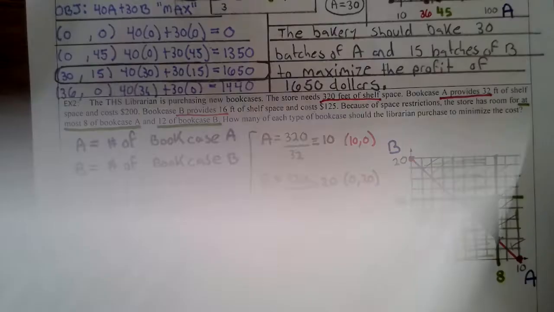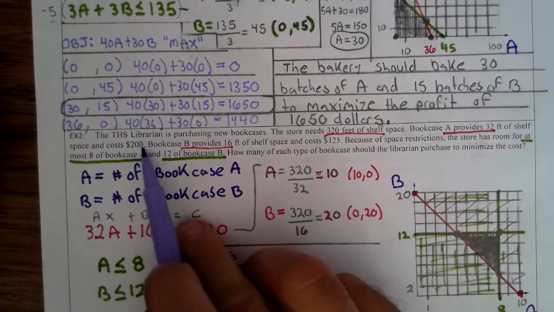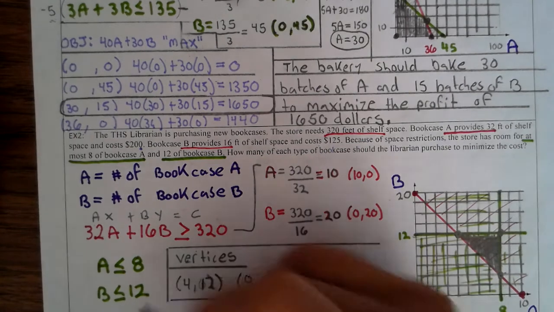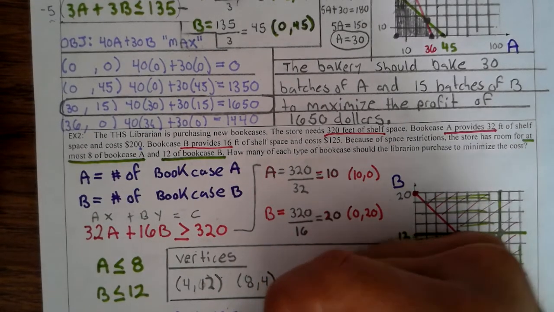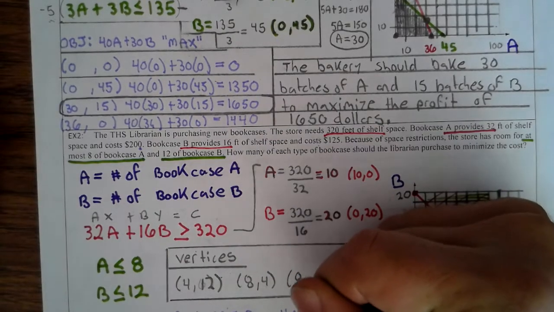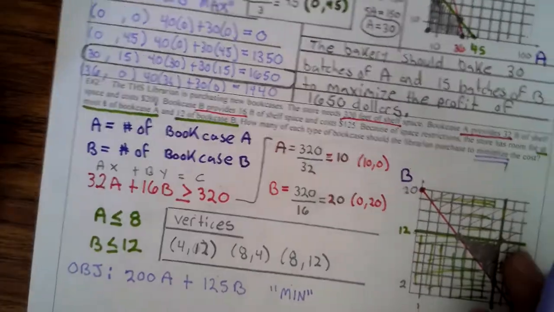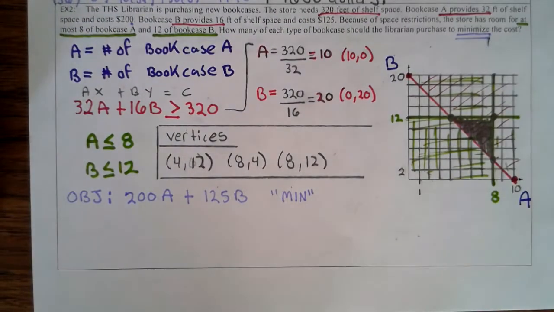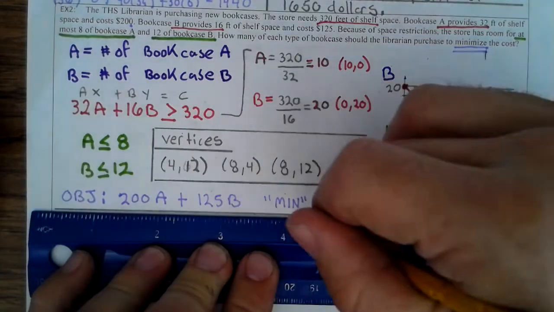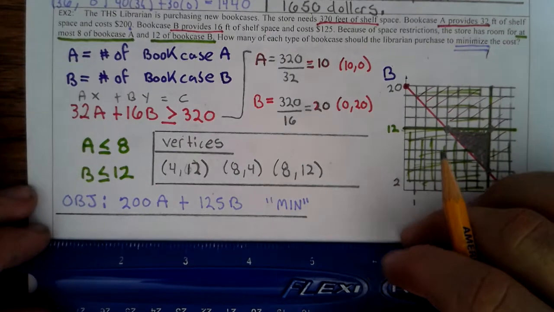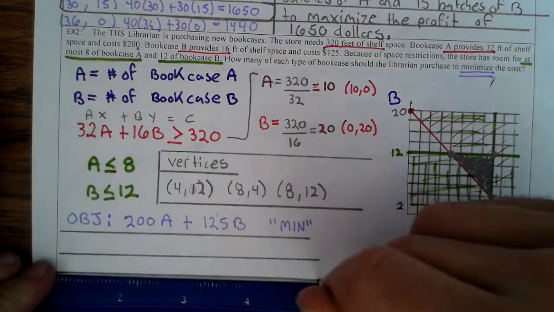Now we need to write the objective. All right, so the objective has to do with the $200 and the $125. So there's $200 for bookcase A plus $125 for bookcase B. In this case, we want to find the minimum because it says minimize right there. So there's our objective. You can tell this problem is lots of fun, but very scary fun, very difficult. And we need to make room for 3 vertices. So let me draw lines for 3 vertices.